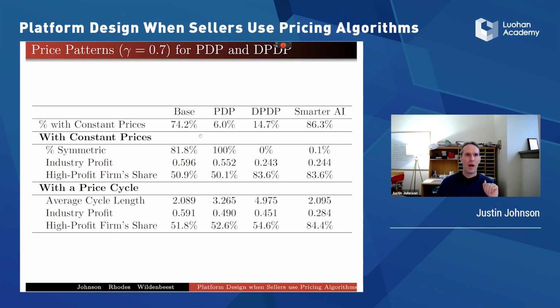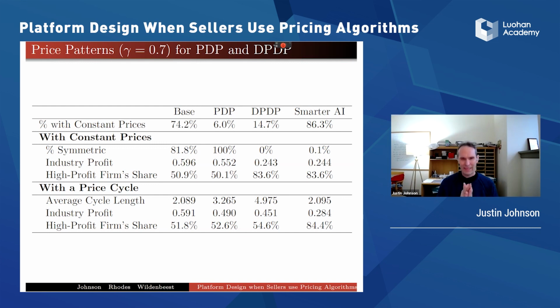I don't want you to try to process this entire table. I just want to focus on this line that says the high profit firm's share. What this does is measure, over time, say over 100,000 periods, the ratio of the 2 firms' profits, the algorithms' profits.